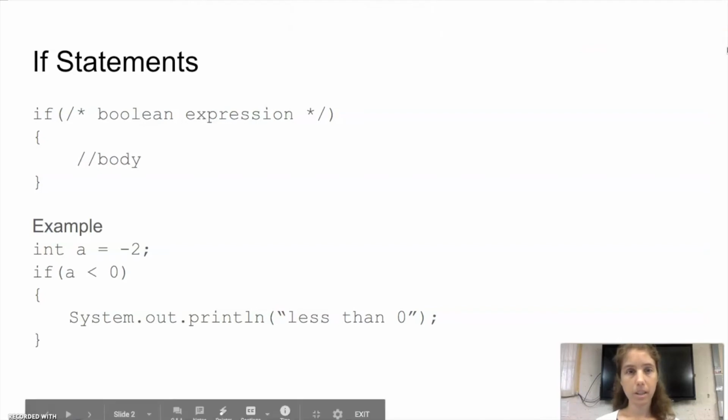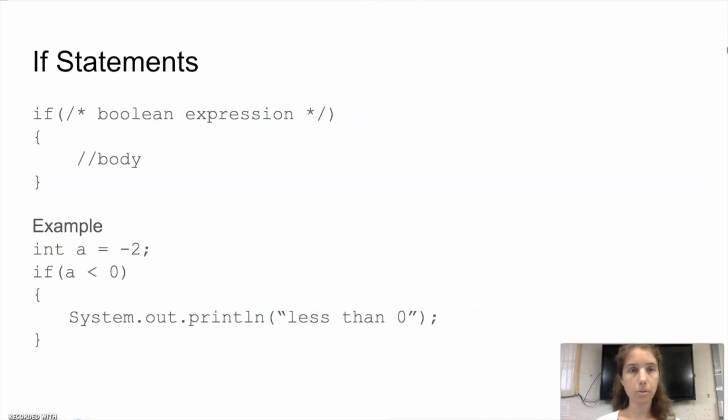An if statement lets us execute a line of code only if a certain condition is true. So to write an if statement, we always follow the same format. We write if, parentheses, and then we write a Boolean expression, close our parentheses.